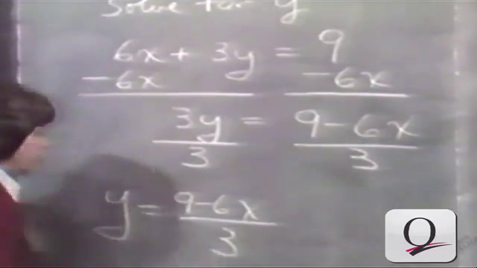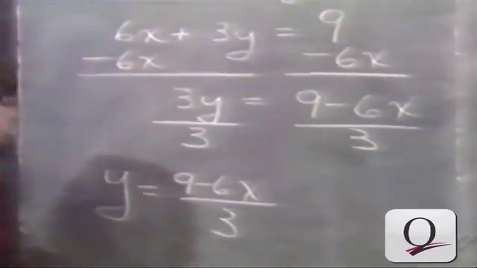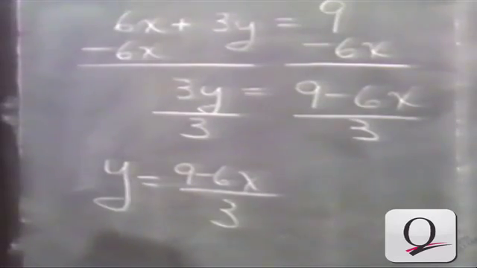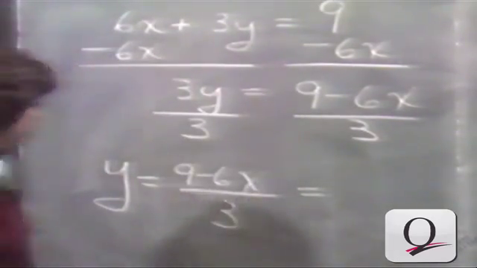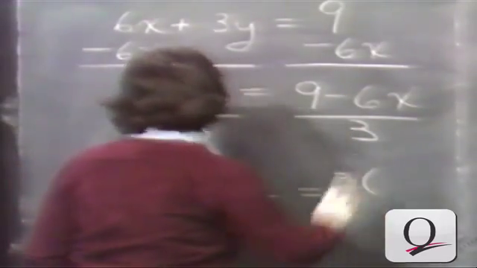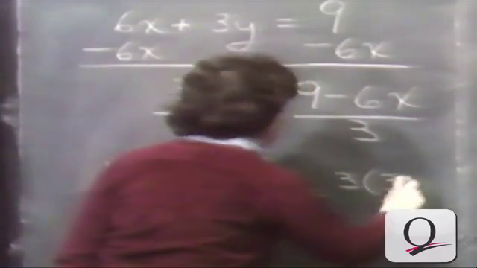This, by the way, is correct, but it's not reduced, it's not in lowest terms here. We can factor a 3 out in the numerator, leaving us with 3 minus 2x.